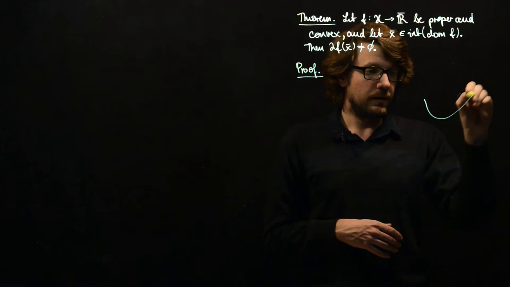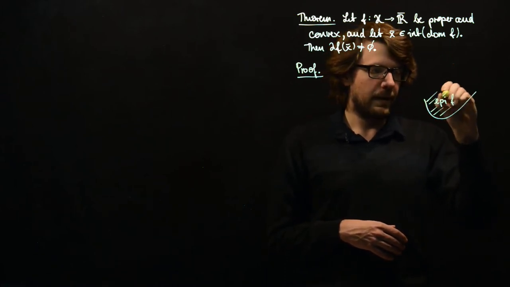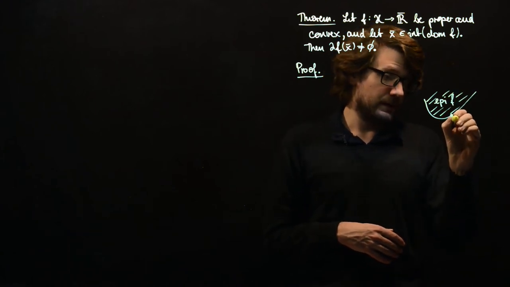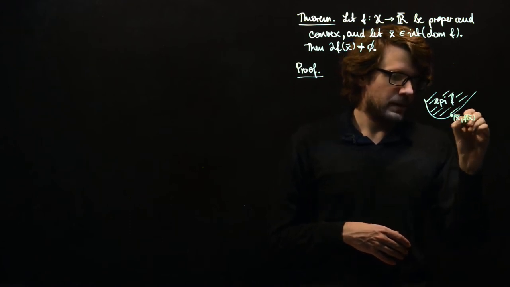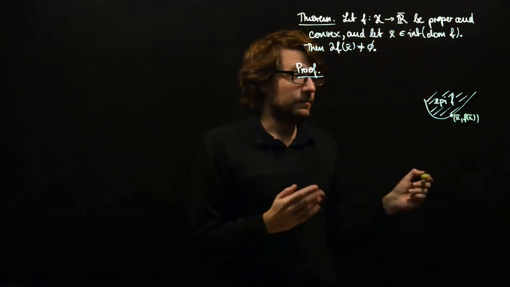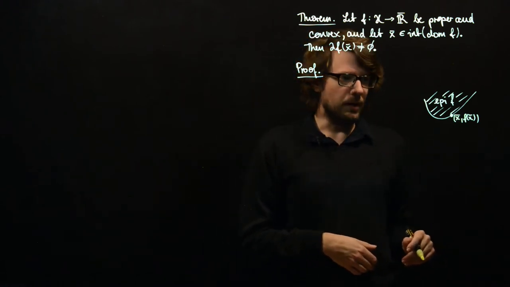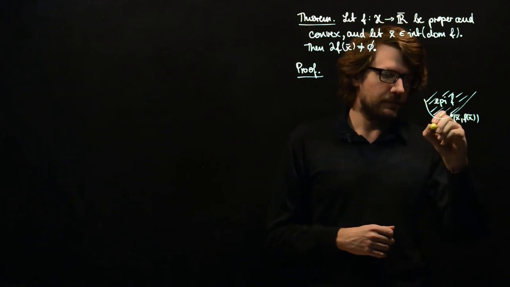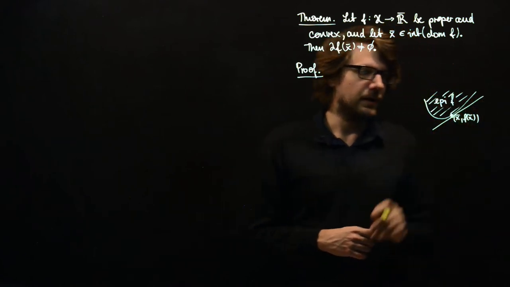We have the epigraph of F here, and we have some point here, X bar, F of X bar, with X bar in the interior of the domain of F. So it's in particular in the domain of F, and this F of X bar is finite, so it's a real number. And what we want to do is separate the point from the epigraph.